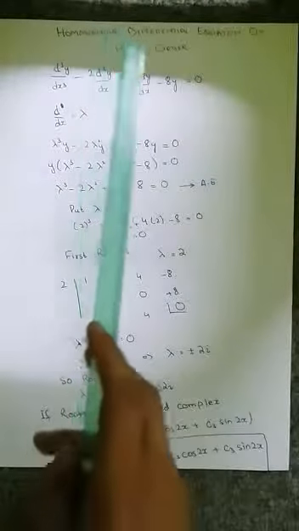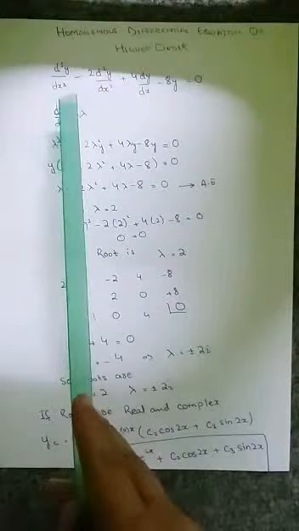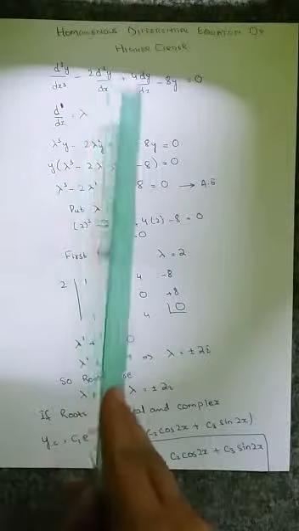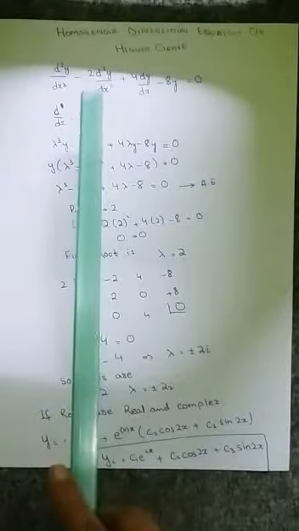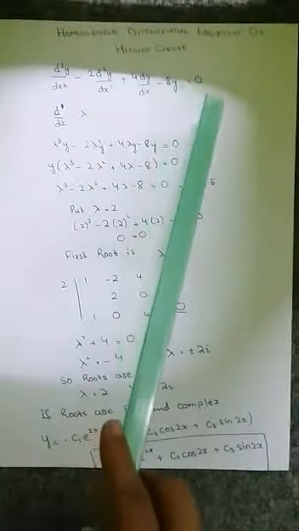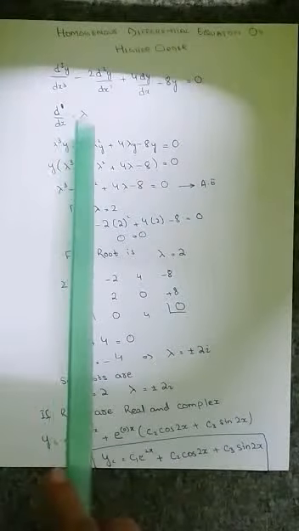Today I am going to solve the homogeneous differential equation of a higher order. I have a question d cube y over dx cube minus 2 d square y over dx square plus 4 dy over dx minus 8y equal to 0. To find out the complementary function of a given equation, I have put the right hand side equal to 0. I represent d over dx equal to lambda.